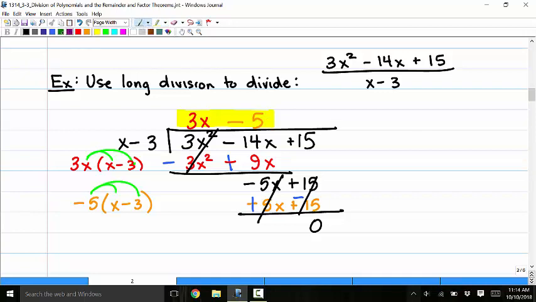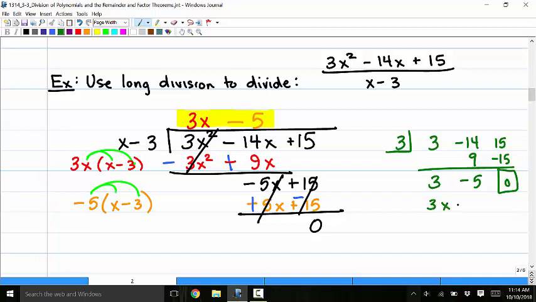Now I'm going to show you something real quick. If I were to do it this way, just watch. 3 times 3 is 9, negative 5 times 3 is negative 15, 0, that's my remainder. So my answer is 3x minus 5. Is that kind of cool? So which way is easier, long division or this new way that I just did over here to the side? How did I do that? All right, let me do a new recording and I'll show you.